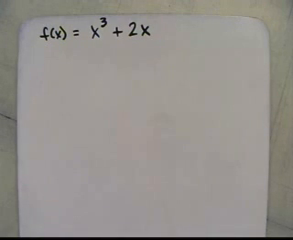Okay, the limit as h goes to 0. We've got f of x plus h minus f of x over h.